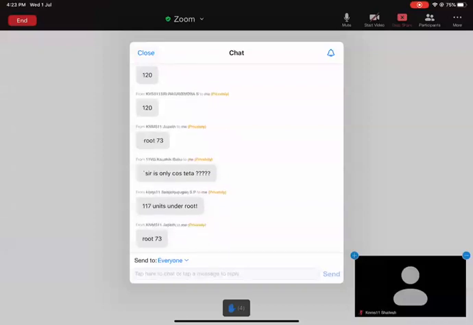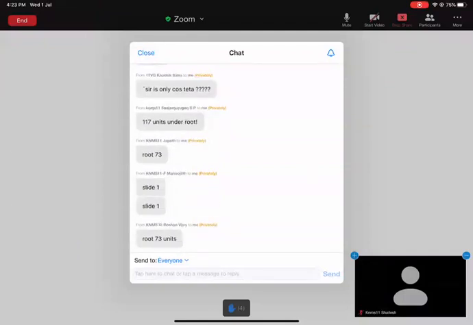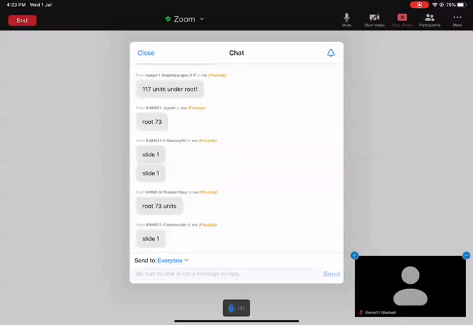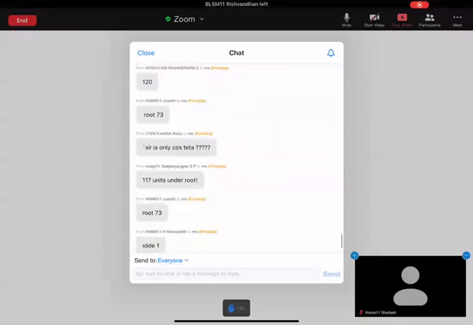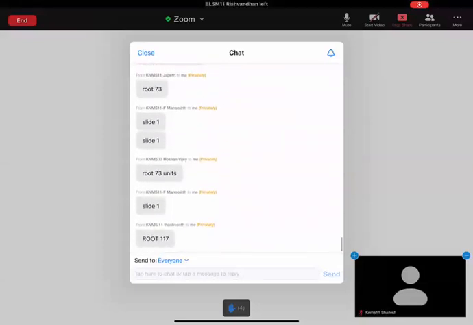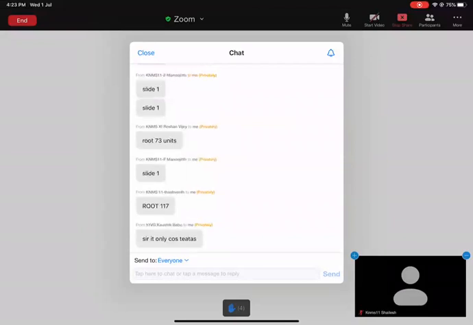Root of 117, someone says. Manojit wants slides 1. Come on, man. We are in the middle of something. I asked you a question. Solve for it. Root 117, they say.